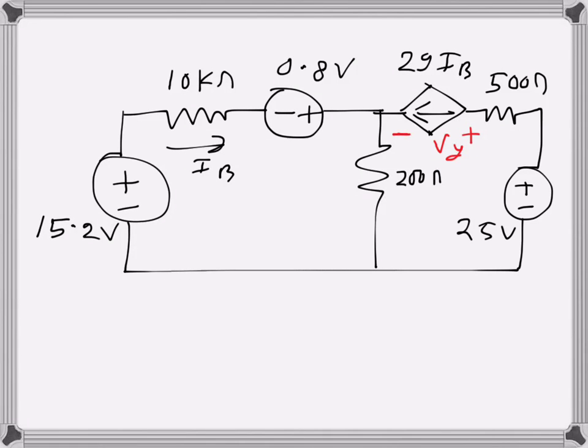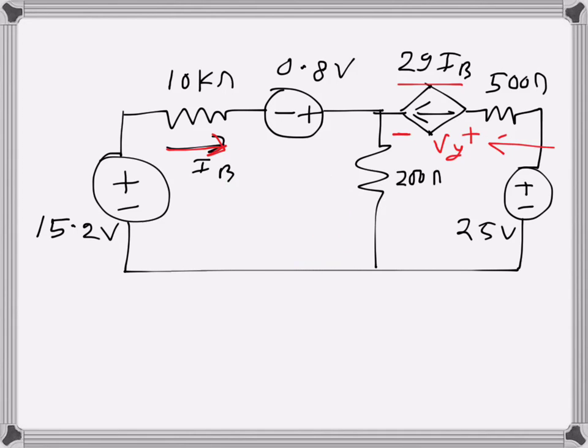What we need to find out here is Vy, the voltage across the current dependent current source. The current dependent current source has a value of 29 IB. The control current IB is this one. So first we will try to find out IB. So what I will do, I will try applying KVL in this loop, in clockwise direction like that.